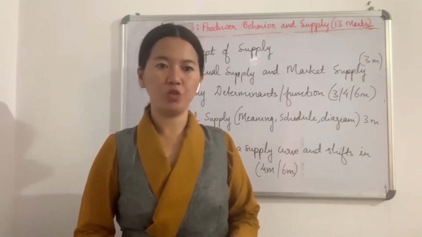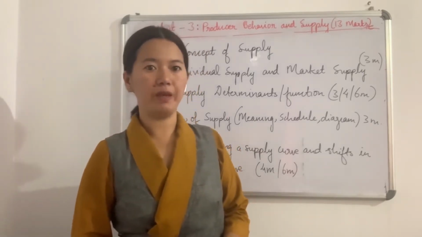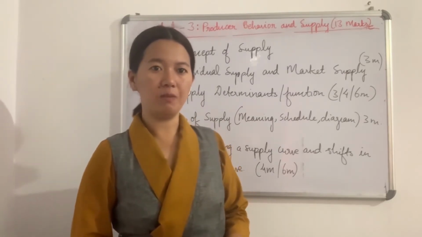In today's session, we are going to learn the third part of unit 3, that is producer behavior and supply. It is for 13 marks in your paper.